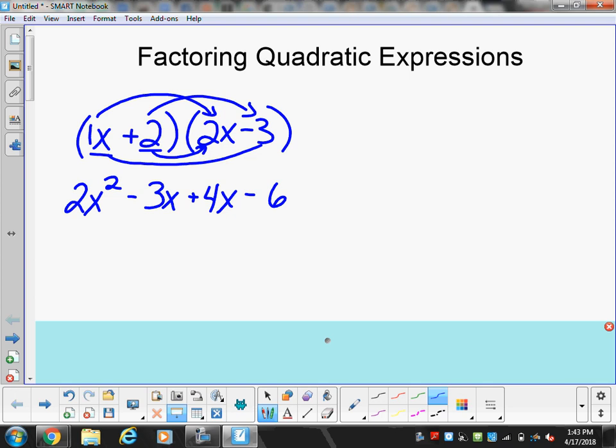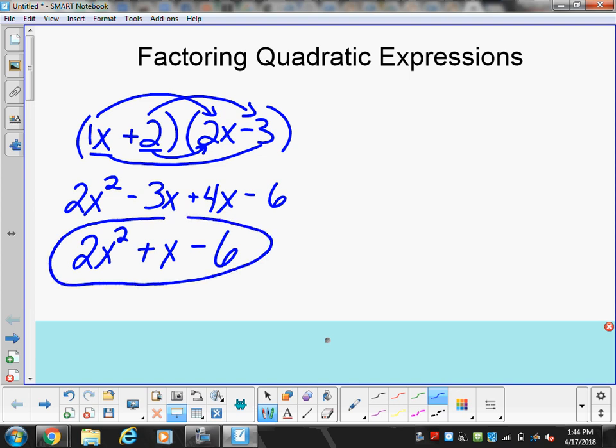There's one more step within this, and that's to combine those like terms in the middle. So 2x squared. Negative 3x plus 4x is a positive 1x, or just plus x. And I bring down the minus 6. So if I have this, and I'm told to multiply or simplify, it gets down to this piece here.